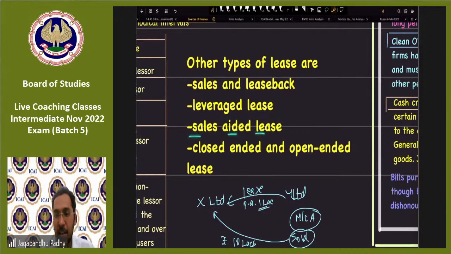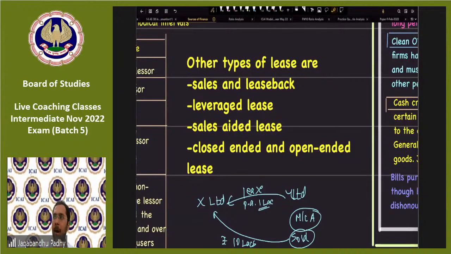Then sales aided lease. These are specific loans which are given, which will help the company to increase its sales. For example, in the US, people generally don't buy iPhones. They get them on a subscription basis: for 24 months you can use the iPhone, and after 24 months you can give it back to the company.